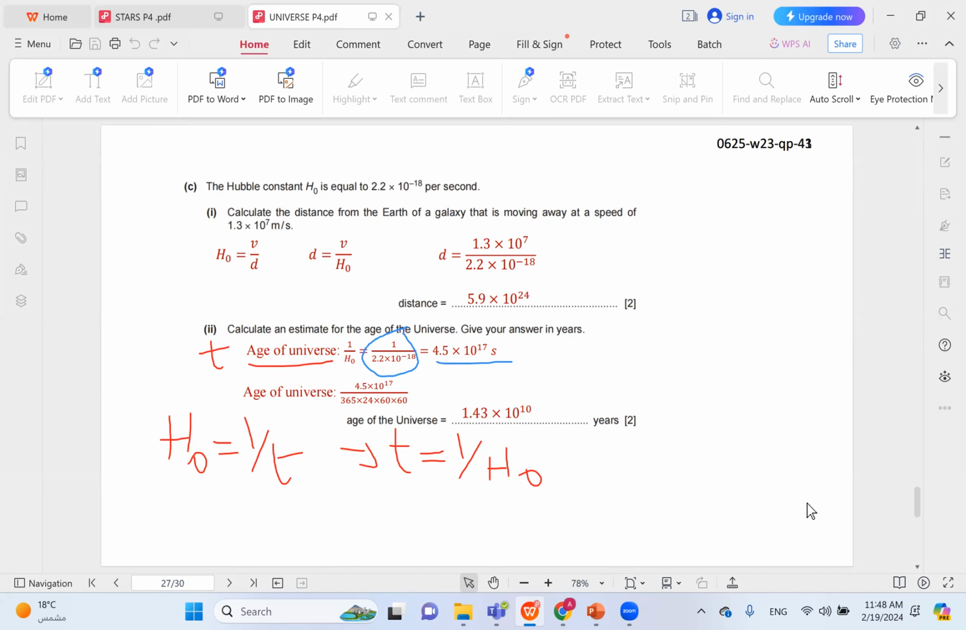We want to convert this number into years, so we divide by the usual set of numbers: 365 for days, 24 for hours, 60 minutes, and 60 seconds. If you divide this by that, you get 1.43 times 10 to the power of 10 years. So basically 1.43 times 10,000 million years, or about 14 billion years. So the universe has been around for around 14 billion years, according to this theory.